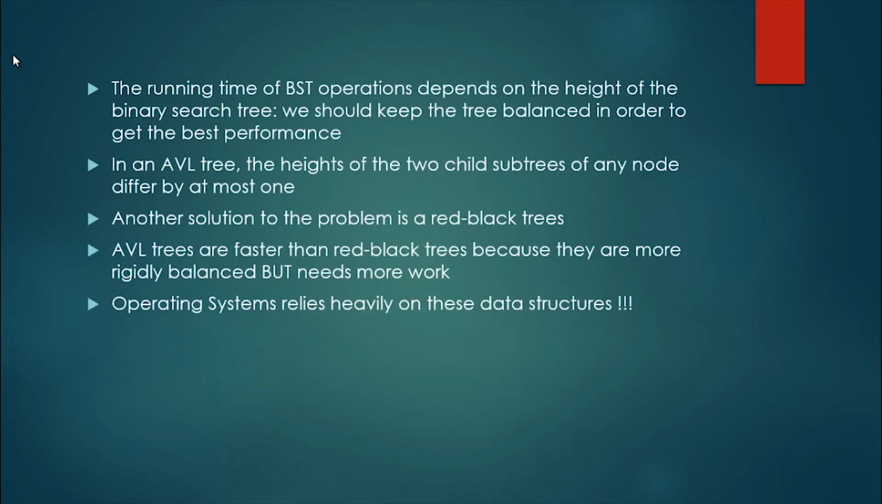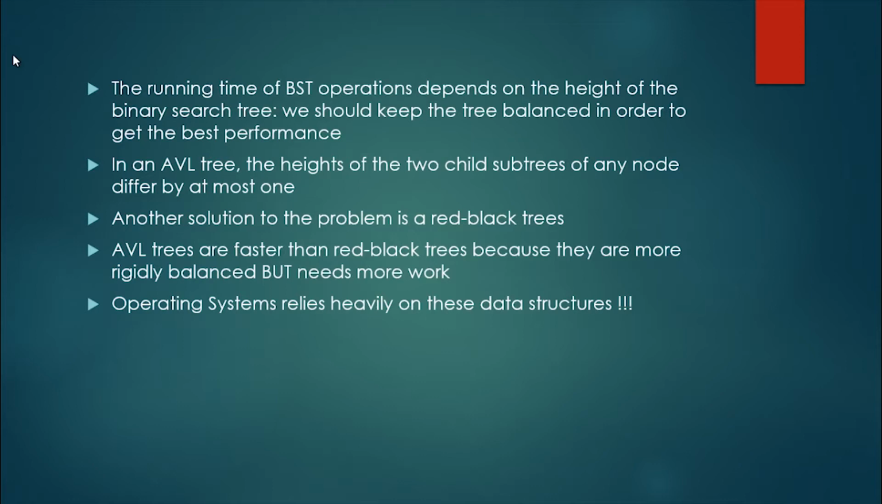So the running time of binary search tree operations depends on the height of the binary search tree. The height of the tree is approximately the number of layers it has. So in the first layer there's the root element, then the second layer consists of the left child and the right child of the root, and so on. So we should keep the tree balanced in order to get the best performance. What do I mean by the best performance? The best performance for inserting elements, retrieving elements and deleting elements. And this is why data structures came to be, to be able to store, retrieve and delete items in an efficient manner when we have lots of items in them.